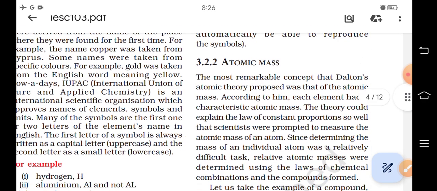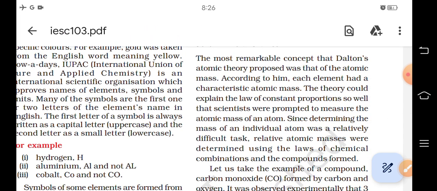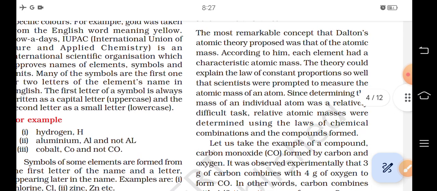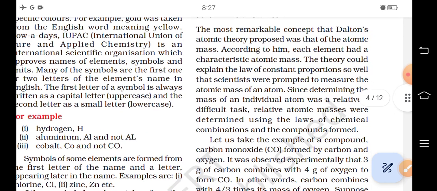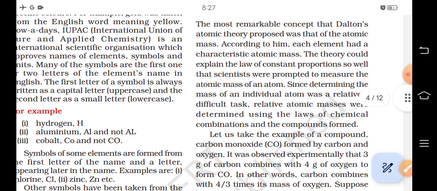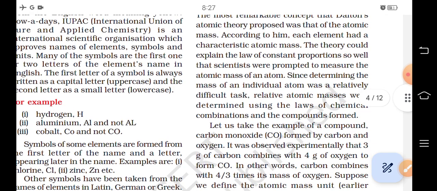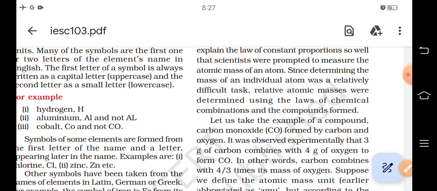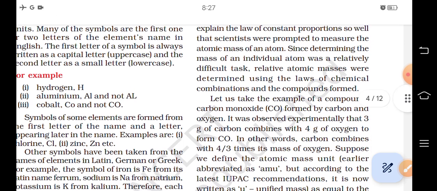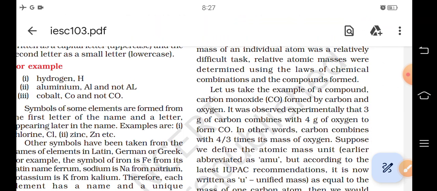3.2.2 Atomic Mass. The most remarkable concept that Dalton's atomic theory proposed was that of atomic mass. According to him, each element had a characteristic atomic mass. The theory could explain the law of constant proportions so well that scientists were prompted to measure the atomic mass of an atom. Since determining the mass of an individual atom was a relatively difficult task, relative atomic masses were determined using the laws of chemical combination and the compounds formed.